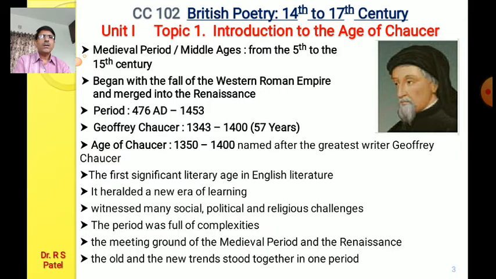Chaucer was born in 1343, and 1400 is the year of his demise, his death. So he lived for 57 years. In those 57 years he created very important literature.